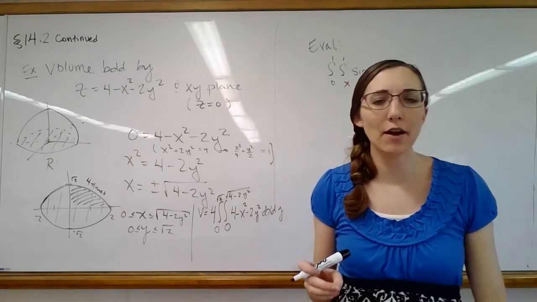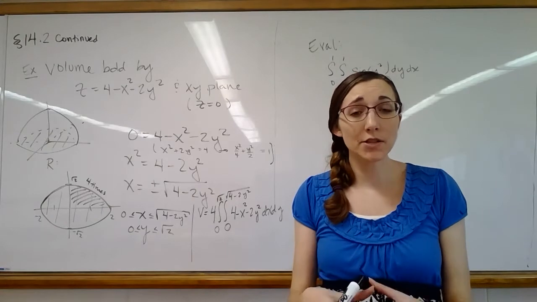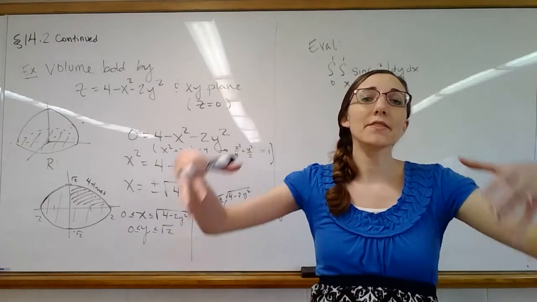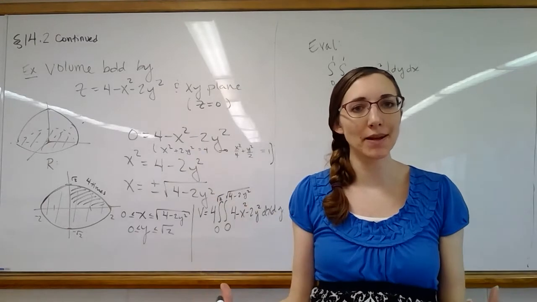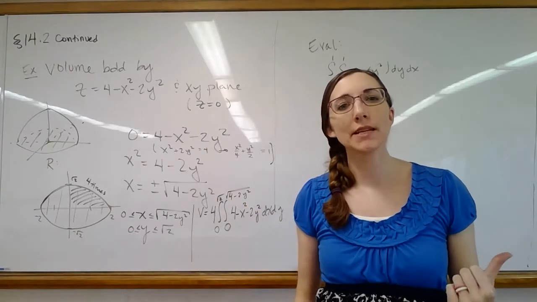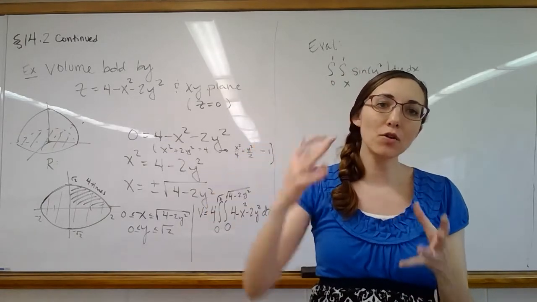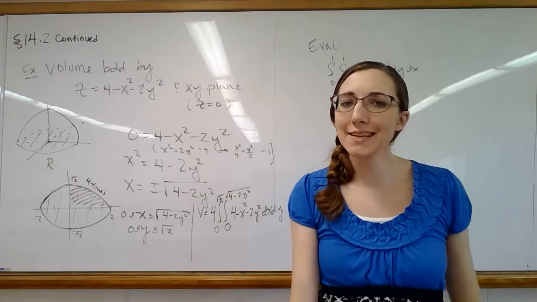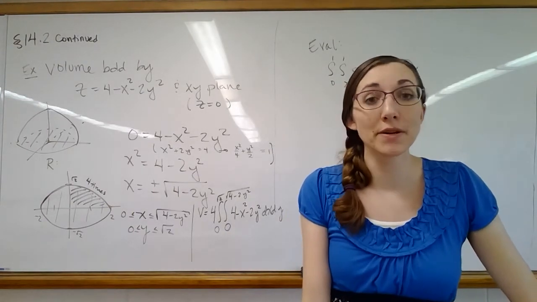Now you do have to be careful that it's not just the fact that our region is symmetric, it's that the volume, the solid, is symmetric over that region. So like in the example that we just did, the solid over the region didn't necessarily have that symmetry. So we couldn't necessarily do this in the previous example.